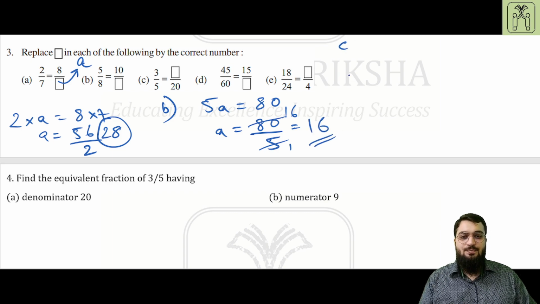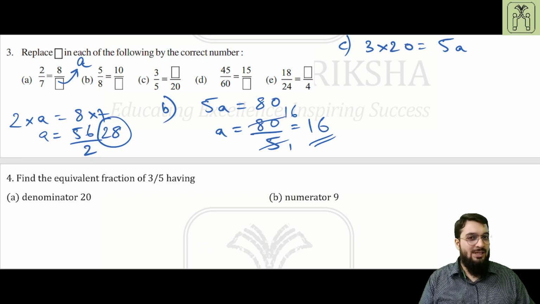Coming to part C, that will be 3 into 20 equal to 5a. Wherever the box is, you can just write it as a, and consider it as a in the cross multiplication. So 3 into 20 will give you 60, and upon 5 will give you a.